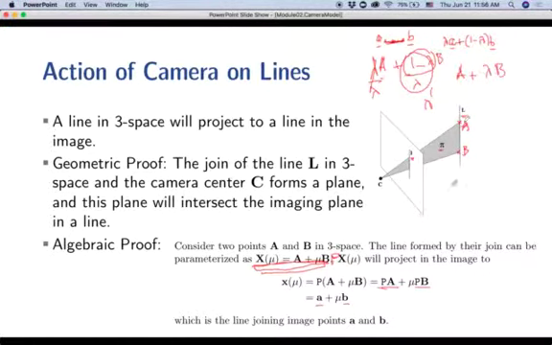I said here that lambda a plus 1 minus lambda b is a point along the line formed by the join of a and b, right? So I can call that x lambda, some point along the line. But because these are projective entities, these are 2 projective vectors, so x is also a projective vector, which means the scale factor of it doesn't matter. So I can just multiply the whole thing by lambda and it will still remain x lambda.